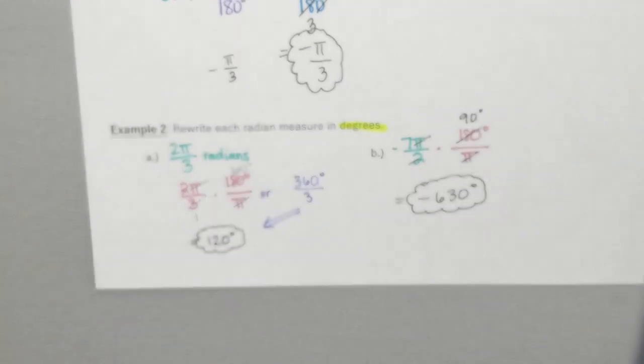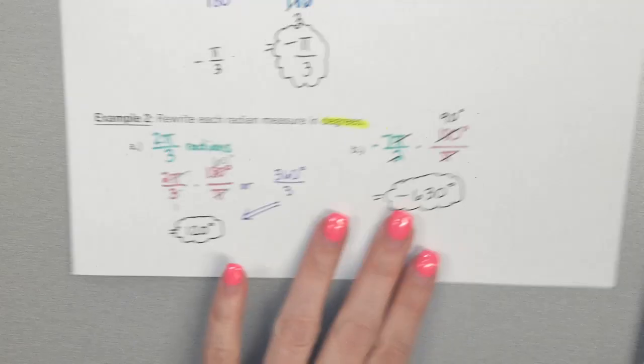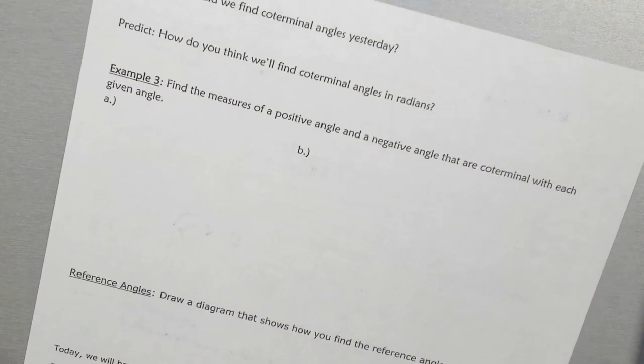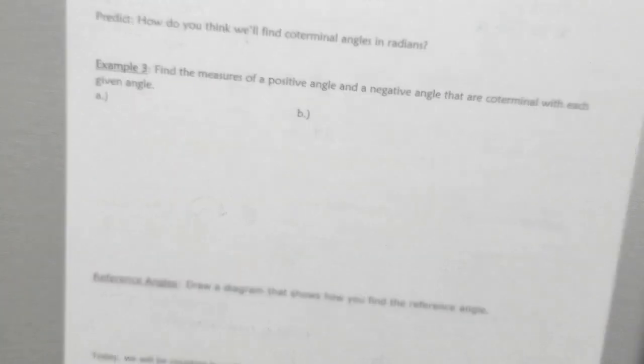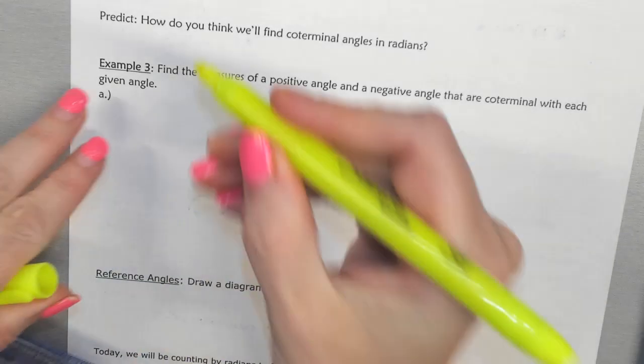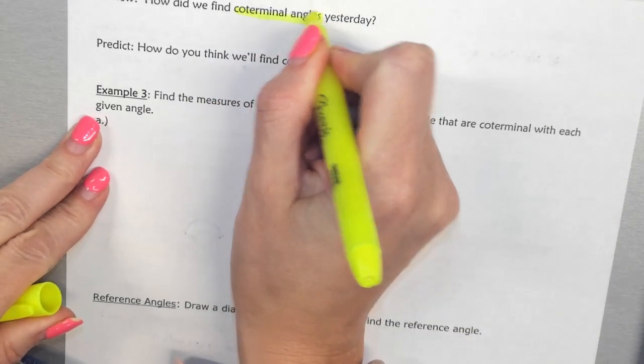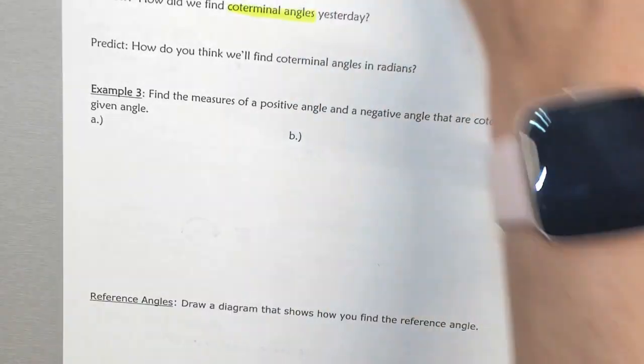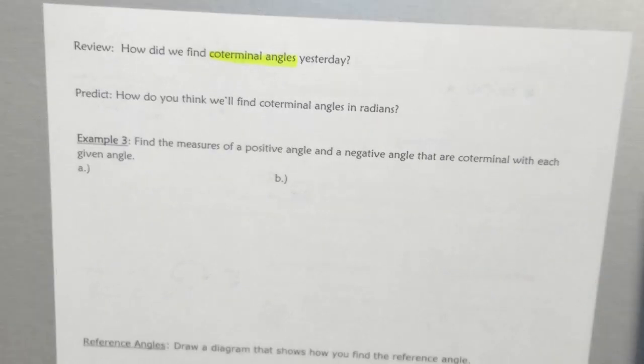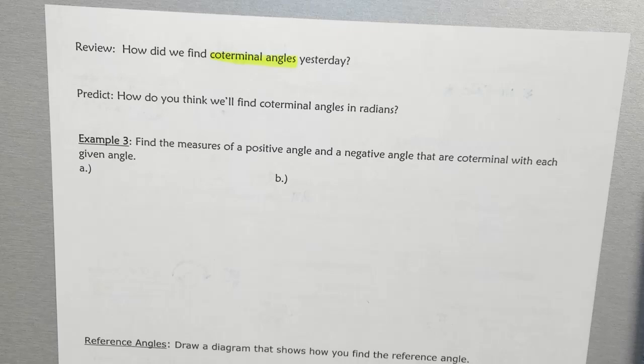All right, and then we are going to do just a quick review from yesterday, which is how did we find the coterminal angles yesterday? So this was the last part of your homework assignment. What did we have to do to find coterminal angles? Yep, we got to add or subtract 360. Okay, so I want you to write that down, plus or minus 360. That's what we did yesterday.